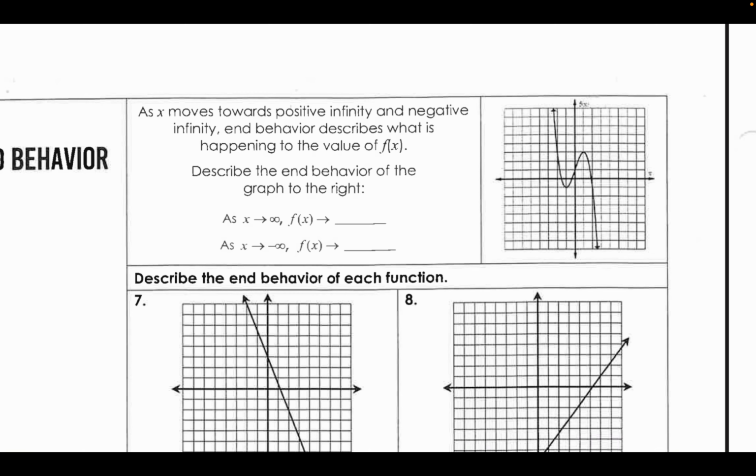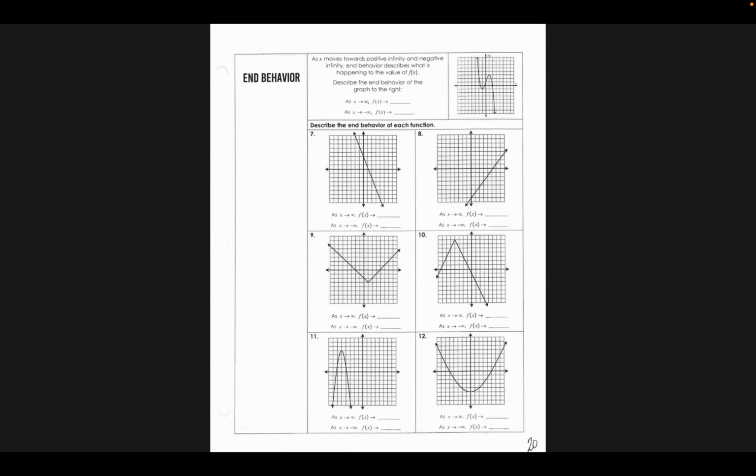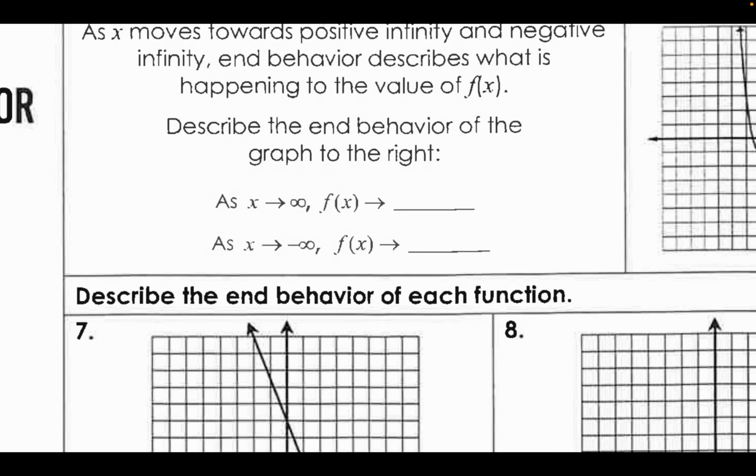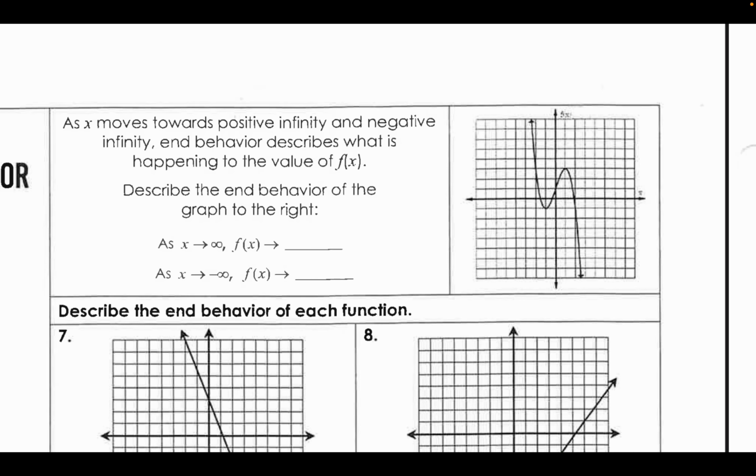So on this graph on the right, as x approaches infinity, that's what the arrow means, x can never actually reach infinity, but as it gets closer to infinity and continues increasing, what are the f of x or the y values doing? So as we continue to go to the right of this graph, what are the y values doing? Well, as we go to the right, they're going down forever. And down forever means they're going to negative infinity.